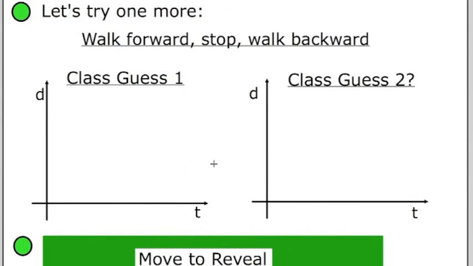Typically, classes make two main guesses that split the class, and we'll see that there are some problems with the way we think about these situations that can't be completely covered by a scalar like distance, and we move instead on to displacement.